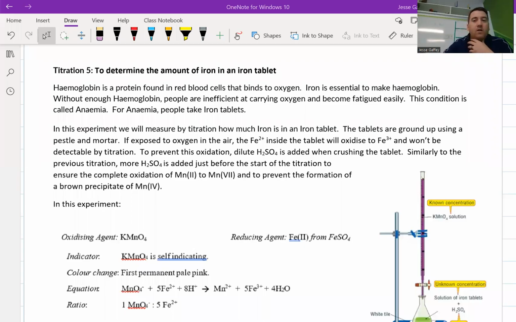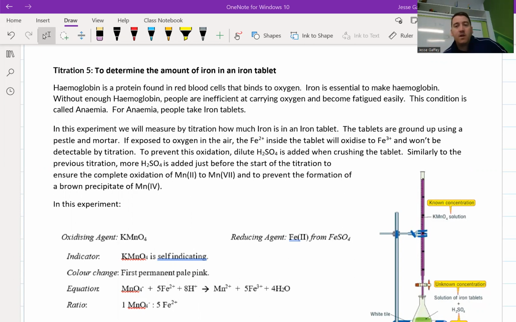In this video, we are going to do a quick walkthrough of some typical questions that we might find regarding the titration number 5 that we do on the Leaving Cert Chemistry course. As you see here, the title is to determine the amount of iron in an iron tablet.